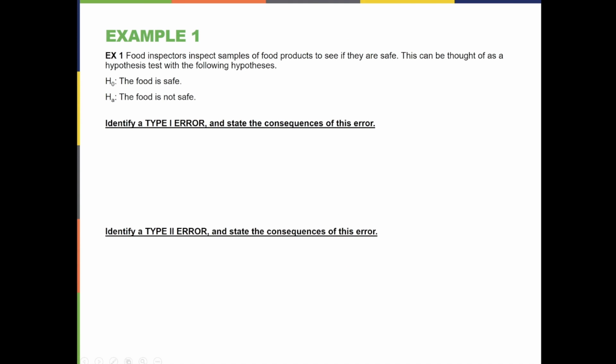Alright, so example 1. Food inspectors inspect samples of food to see if they are safe. This can be thought of as a hypothesis test with the following hypotheses. The food is safe, the food is not safe. Identify a type 1 error and state the consequences. A type 1 error would mean we reject the null hypothesis, but we should not have. So for rejecting the null hypothesis, notice that means we think HA is true. If we think HA is true, we think the food is not safe.